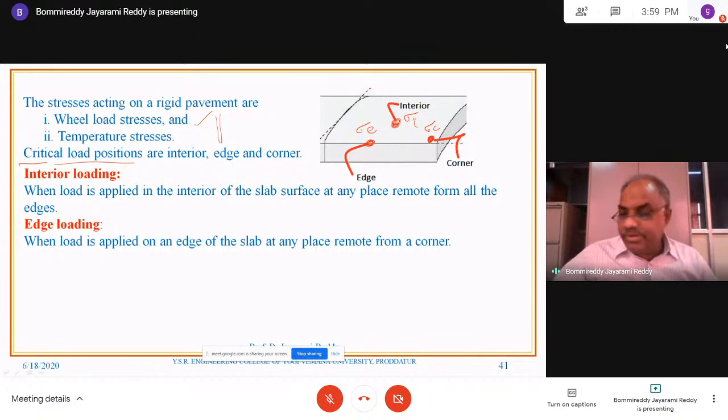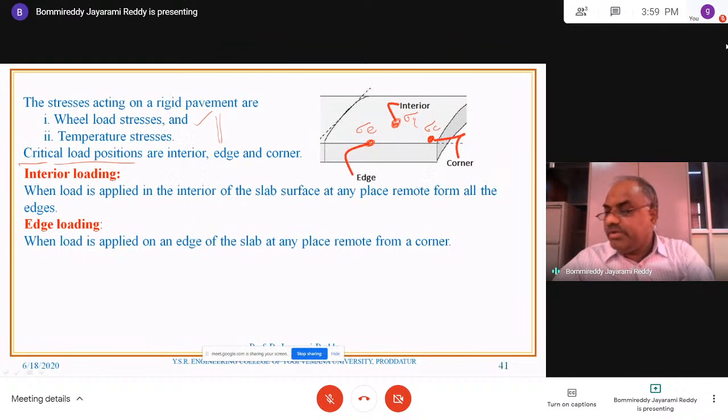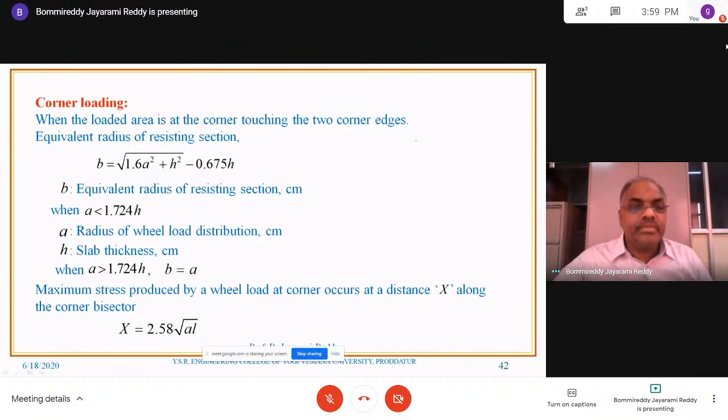Now here we can look at interior loading, which means the loading is at the interior. Edge loading means it is at one of the edges. Four edges are there for the slab. When the load is applied on the edge of the slab, at any place remote from the corner, that is, at any point other than the corner, it is called edge loading. Another one is corner loading, where the load acts at the corner of a slab.